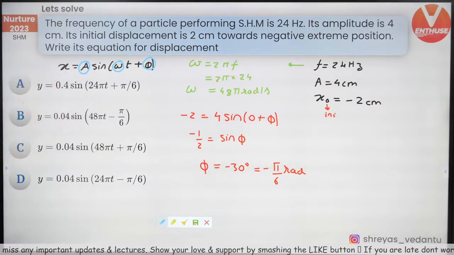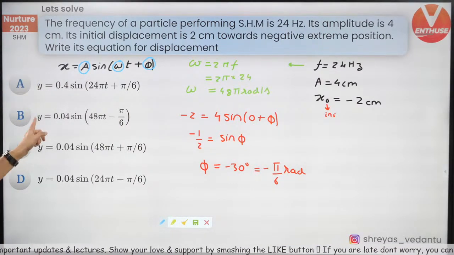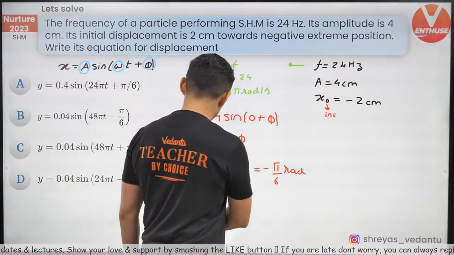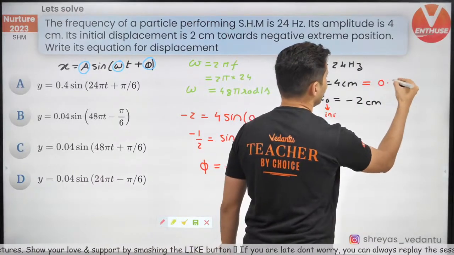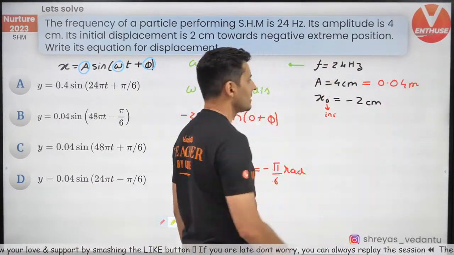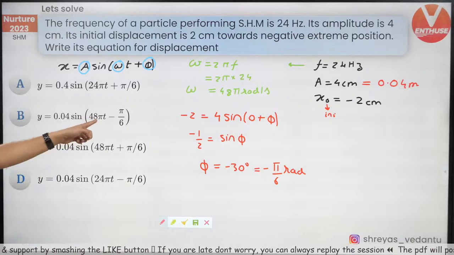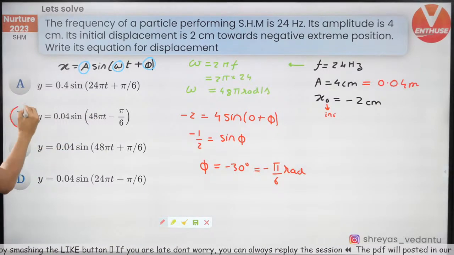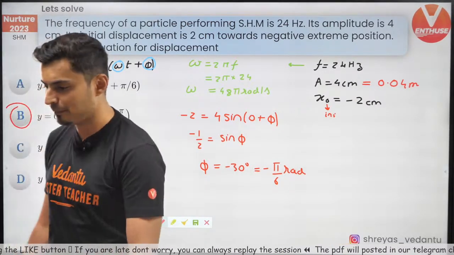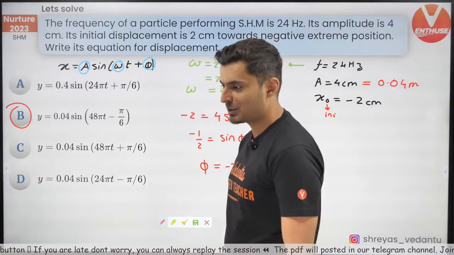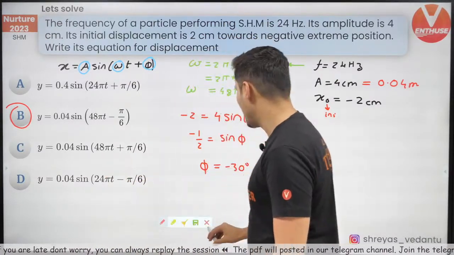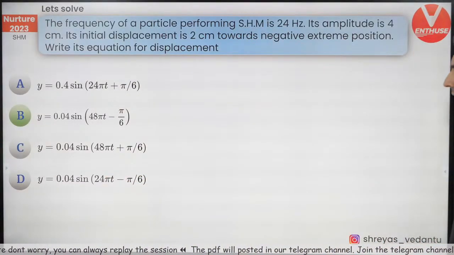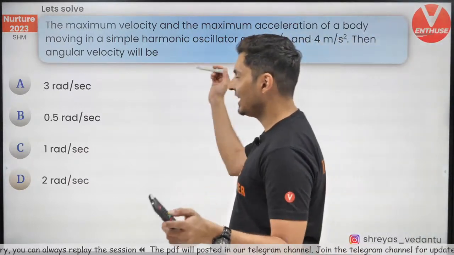So now check which of the following options works. But remember, this amplitude was 4 centimeters, so technically this is 0.04 meters. So 0.04 sine(48 pi t minus pi by 6). Is it option B, guys? Yep. Perfecto, Roshni Cholan. Very good, Chandan Arun. Perfect. So that's how you get it. Moving on to the next question.